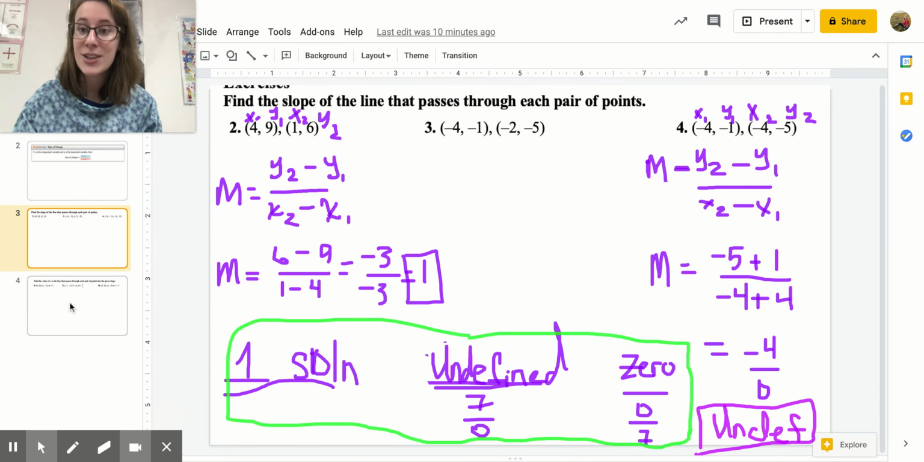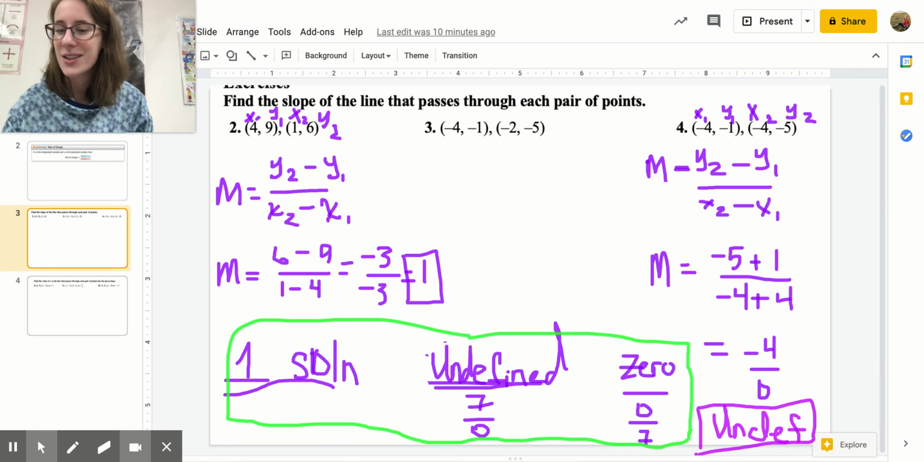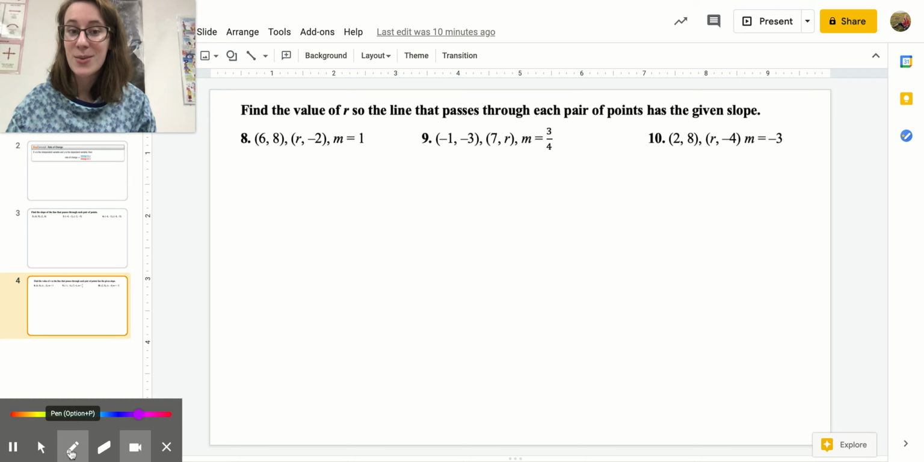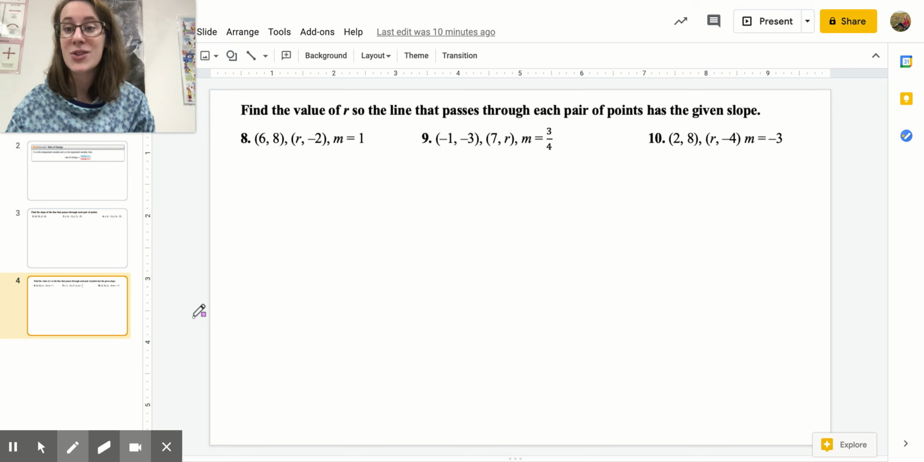The next thing we're going to do is the other type. So if you need to pause this, pause it. I'm going to move to the next slide. So the other part of this that we're going to do is when you have to solve for an unknown.